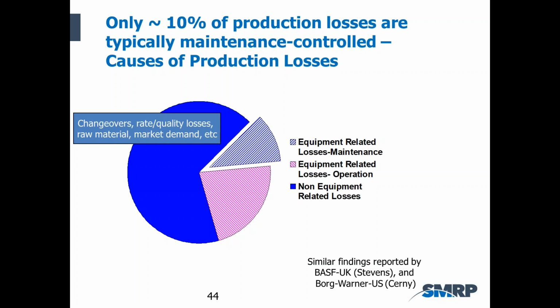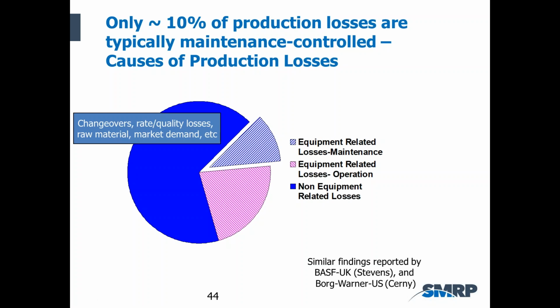So now here's some data. This is based on my experience and some other folks. Only about 10% of production losses are typically maintenance controlled. So if you look at the OEE measure and you take the losses from ideal, let's say that's 30%. What I found is that typically something on the order of 2/3 of that, or 20% of your 30%, has nothing to do with the equipment. It's things like product and process changeovers, rate and quality losses during transitions, raw material problems, market demand issues, all that sort of short stops.